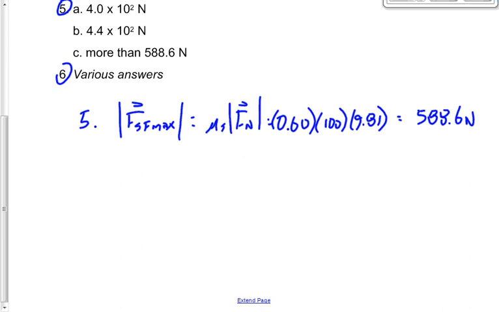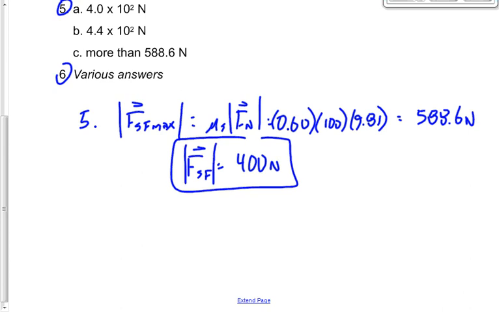Does it move? No. I push it with 400. It doesn't move anywhere because I need to exceed 588.6 to cause it to move. So if it doesn't move, then it's static friction, and the force of static friction will be whatever I pushed with, as long as that value isn't bigger than the maximum value. So it's just 400 newtons. We actually should round that to 2 digits, 4.0 times 10 to the 2 newtons.